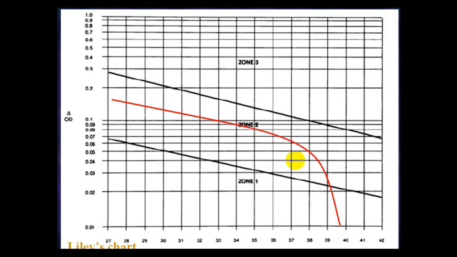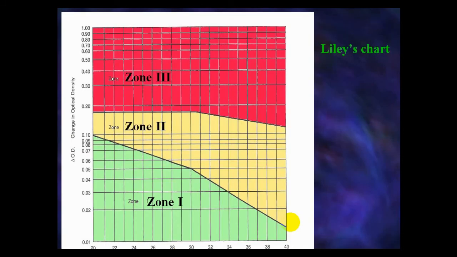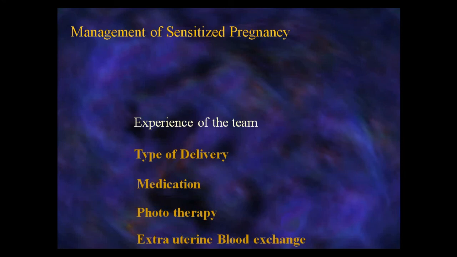This is the Liley chart. In this layer, from 0.1 to 0.7 is zone 1. Zone 2 is from 0.7 to 0.9, and above that means zone 3. These 3 zones determine the severity of the affected fetus. If the fetus crosses the first zone to the second zone, the complications will be more and hemolysis more advanced.